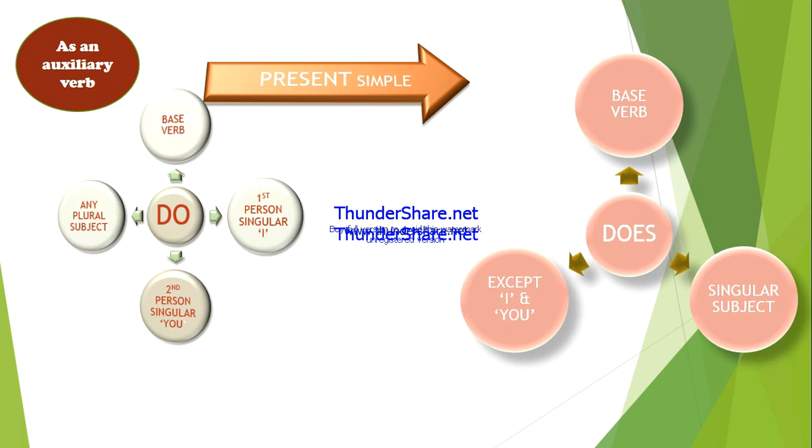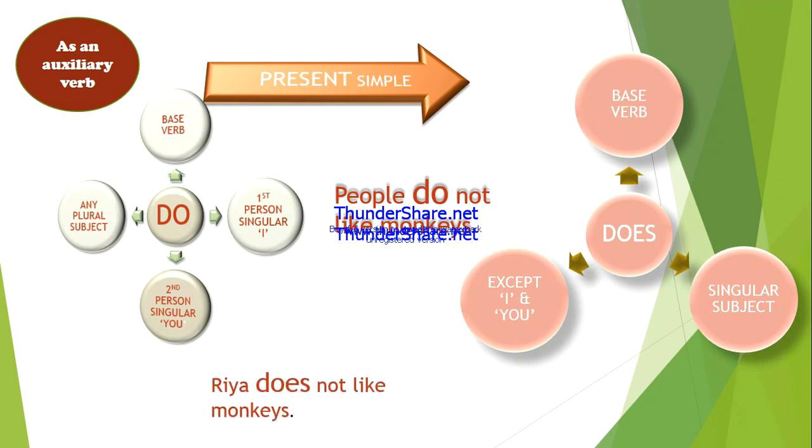Here there is an exception: we don't use does with I and you, we use do with them. So for example, people do not like monkeys. Here people is a plural subject, so we use the do verb as a helping verb or auxiliary verb. Ria doesn't like monkeys. Here Ria is a singular subject, so that's why we use does, and like is the main verb here.